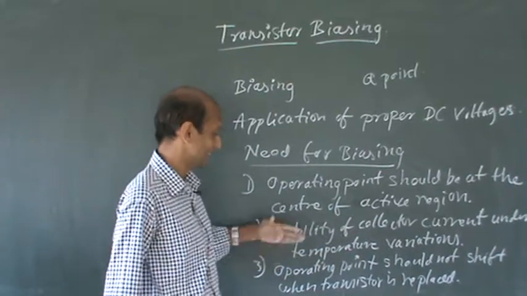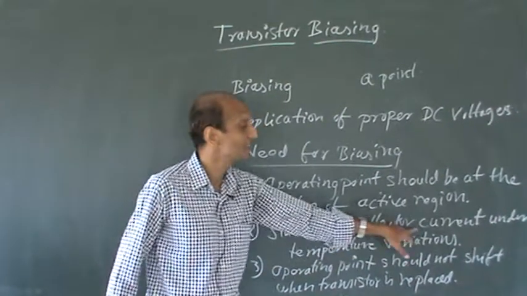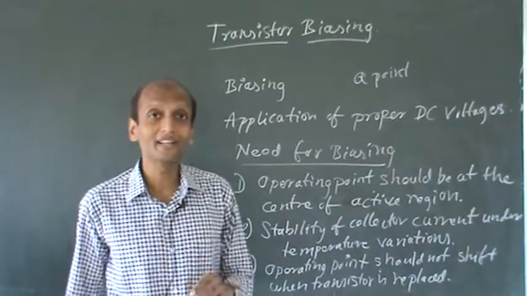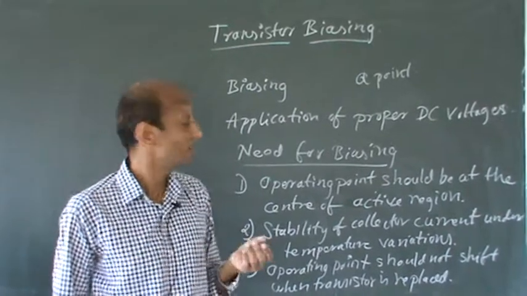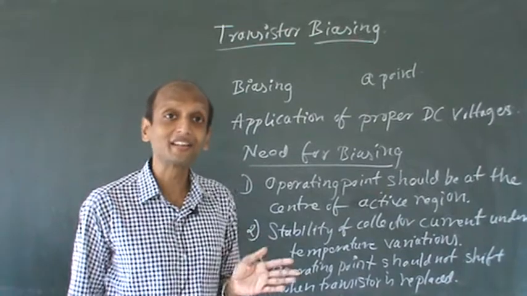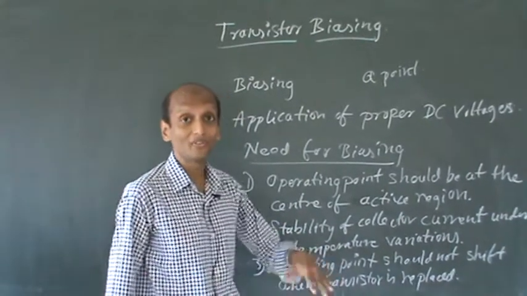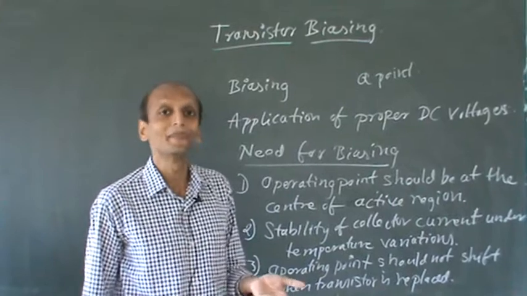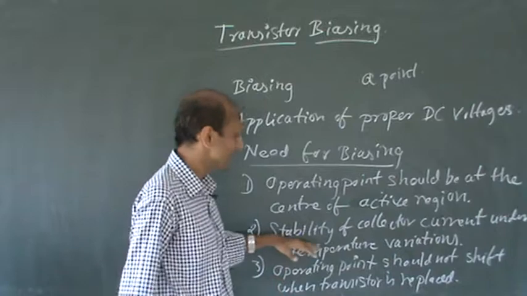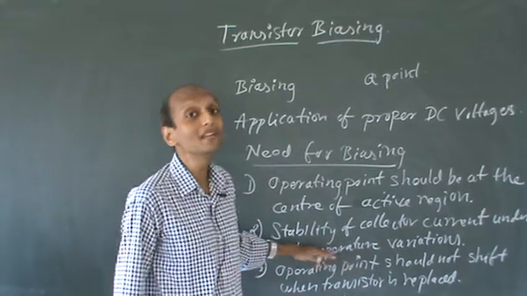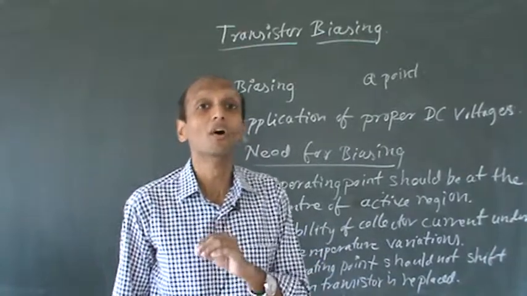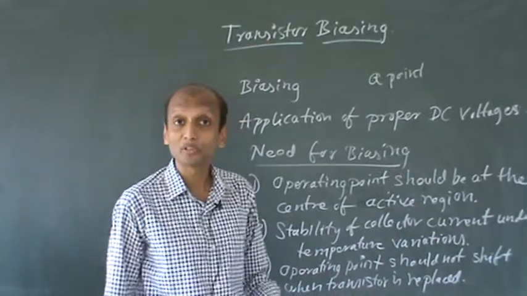Okay. So then the next, second point is stability of collector current under temperature variations. As we know, as temperature increases, your current also is going to increase. For semiconductors, we know that as we increase the temperature, current also increases, isn't it? So what we need is stable current. We want stable output current to be produced by the transistor under temperature variations also.